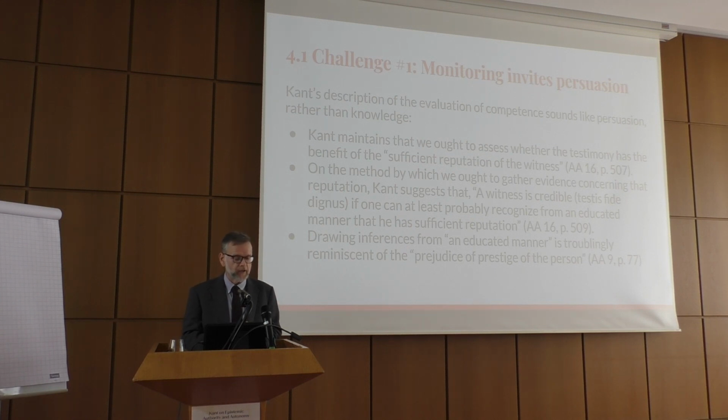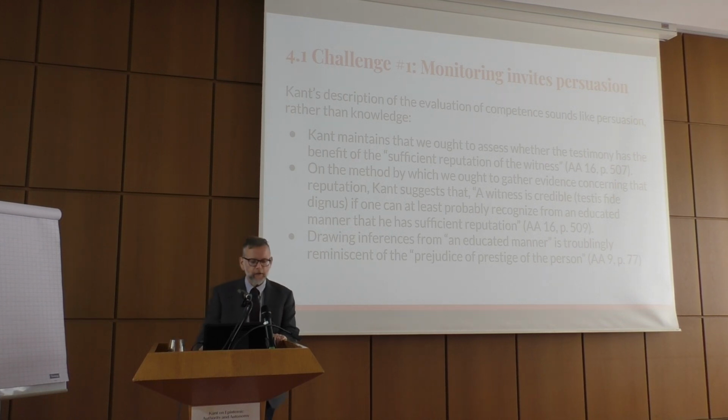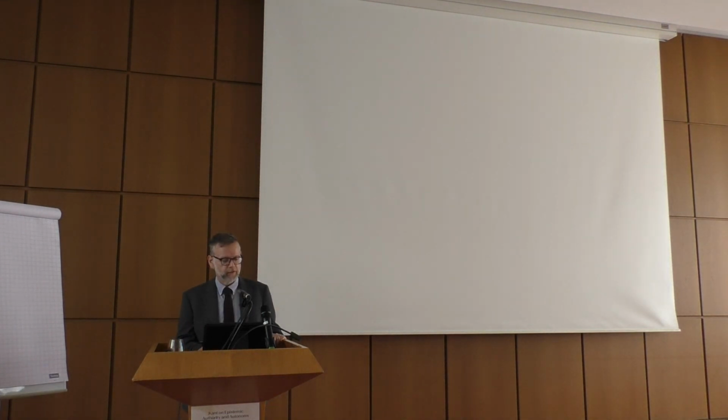So what Kant himself says is that we ought to assess whether the testimony has the benefit of the, quote, sufficient reputation of the witness. And on the method by which we ought to gather evidence concerning that reputation, Kant suggests that a witness is credible if one can at least probably recognize from an educated manner that he has sufficient reputation. But drawing inferences from an educated manner sounds to me troublingly reminiscent of the prejudice of prestige of the person, and not good evidence for competence.